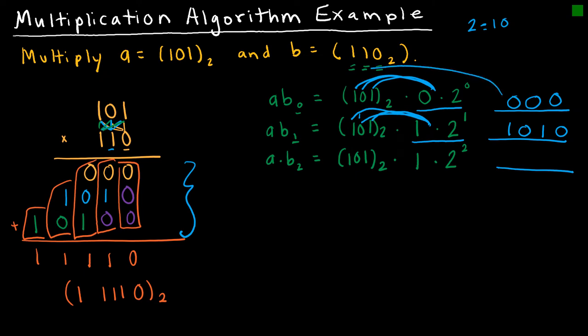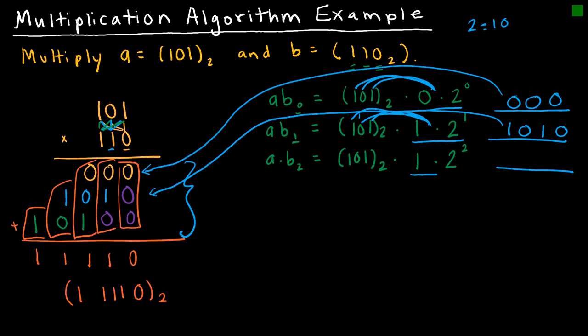And so far we can see that this gives me 0, 0. This gives me 1, 0, 1, 0. And then looking at the last one, I've got 1 times 2 squared, or 1 times 4, which is 4. So now I'm taking 4 times everything. 4 times 1 is 4. How do I write 4 using binary? Remember, that would be 1 four, 0 twos, and 0 ones.